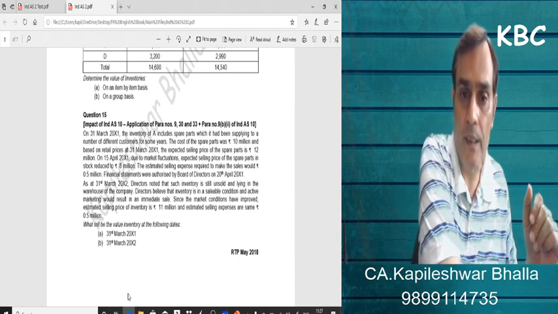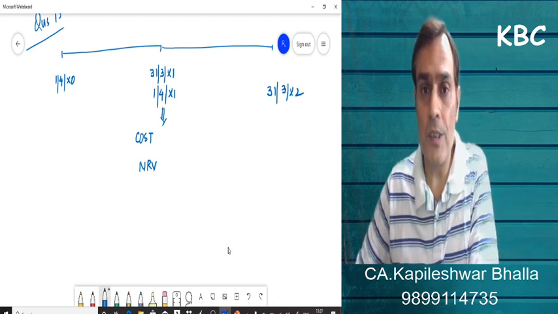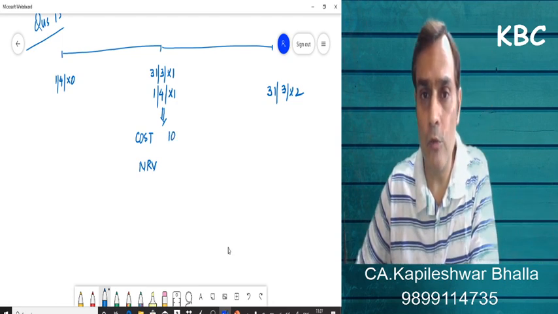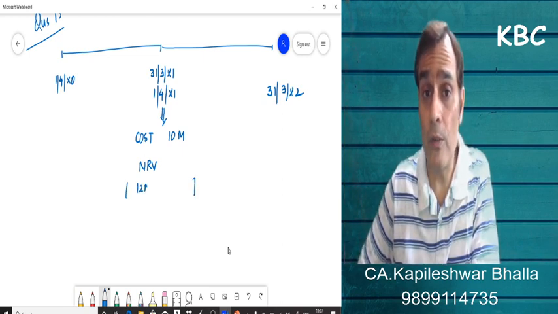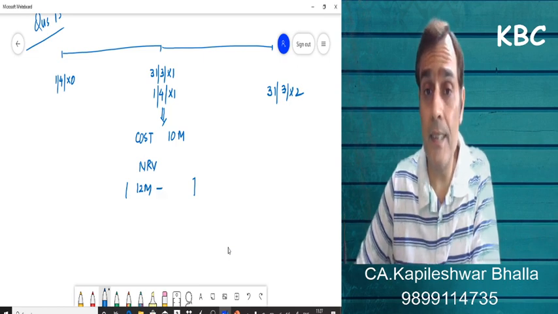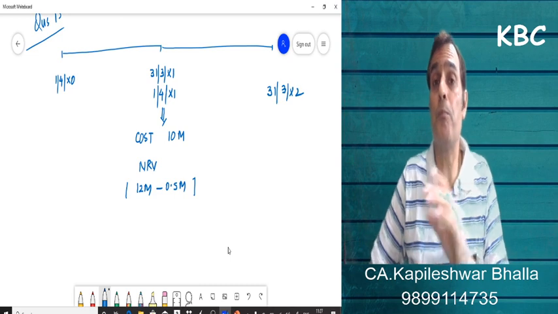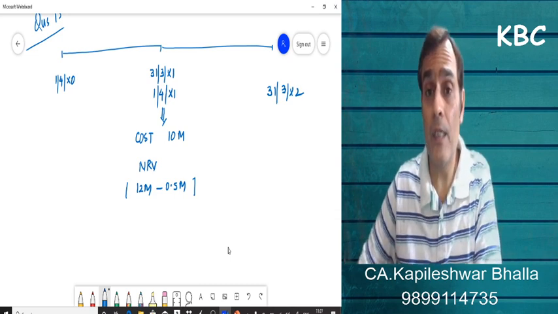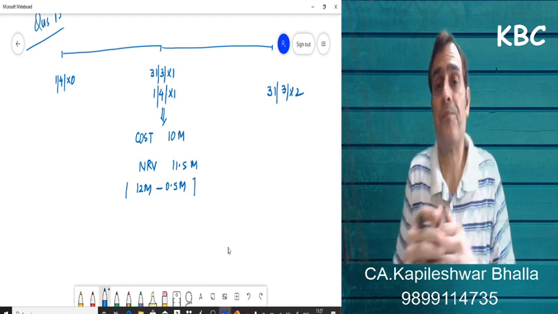So I think let's organize the data on two different dates. So the cost is given to me 10 million undoubtedly. And in terms of the estimated selling price, it is 12 million on this date. And there is an estimated cost necessary to make the sale, which is 0.5 million. So the NRV on this date is 11.5. Look at the data very carefully.